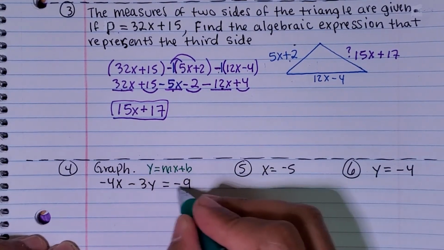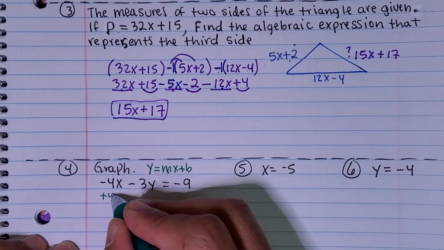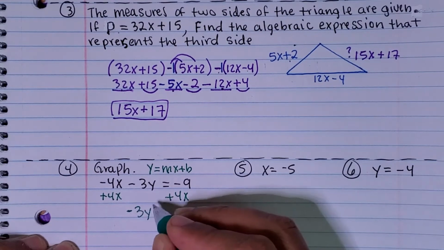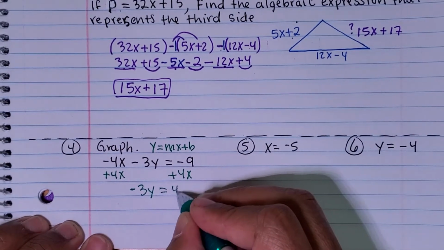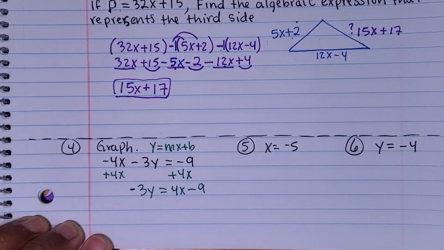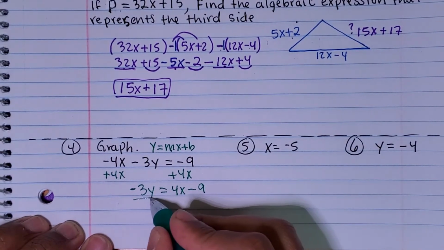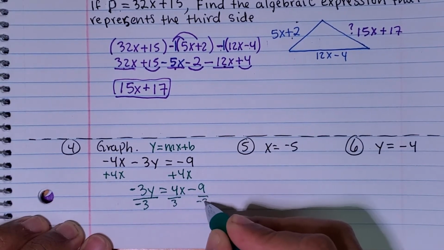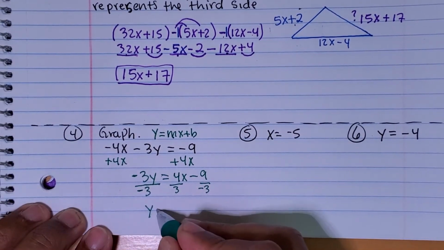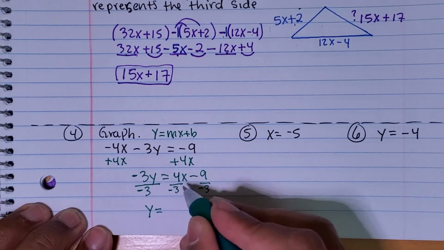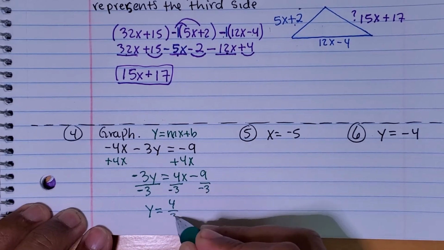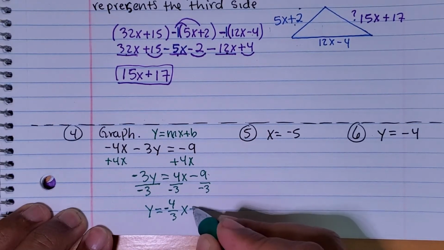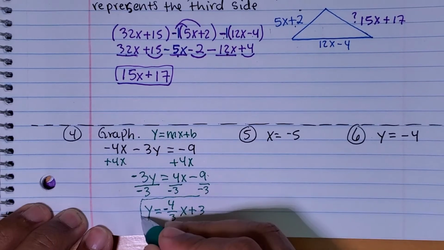Okay, so I'm going to isolate the 3 y's. I'm going to add the 4 x's, so plus 4x. So then I have negative 3y equals positive 4x minus 9. Next I'm going to divide, because I want the y by itself. I'm going to divide by that negative 3 on all 3 terms. So then that gives me the y by itself. This becomes negative 4/3, and that's the slope. And negative 9 divided by negative 3 is positive 3. So this is the equation of the line.